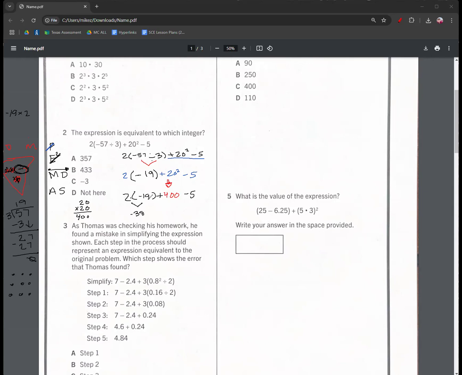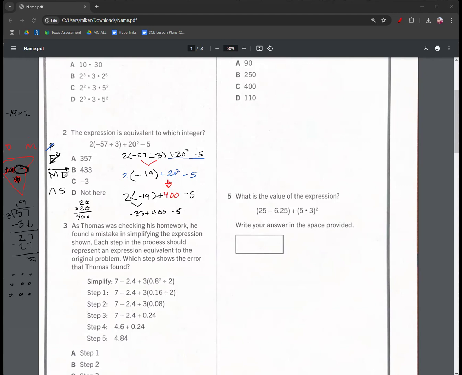That takes care of that 2. That takes care of that negative 19. Now, I'm not going to write that number in parentheses because I already solved it, right? I used it over here. It does not need a number placeholder. And I also see that I'm going to bring down the operation sign, so it's going to come down to plus 400 minus 5.